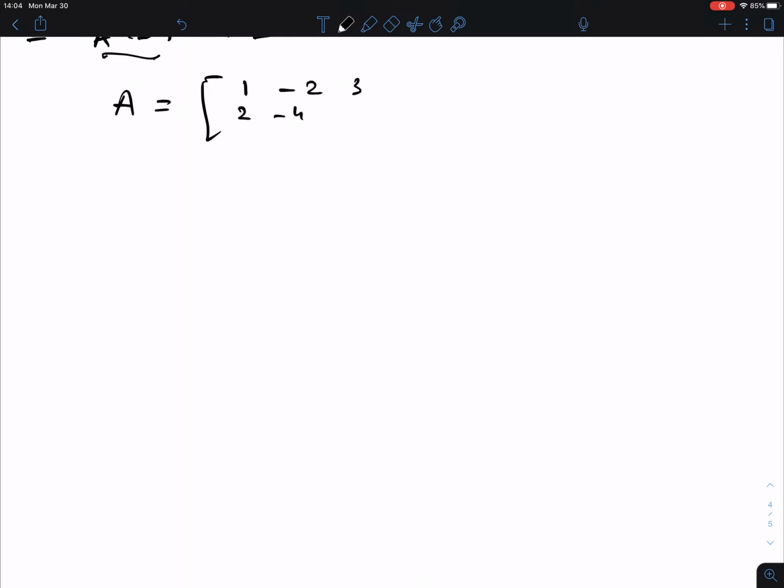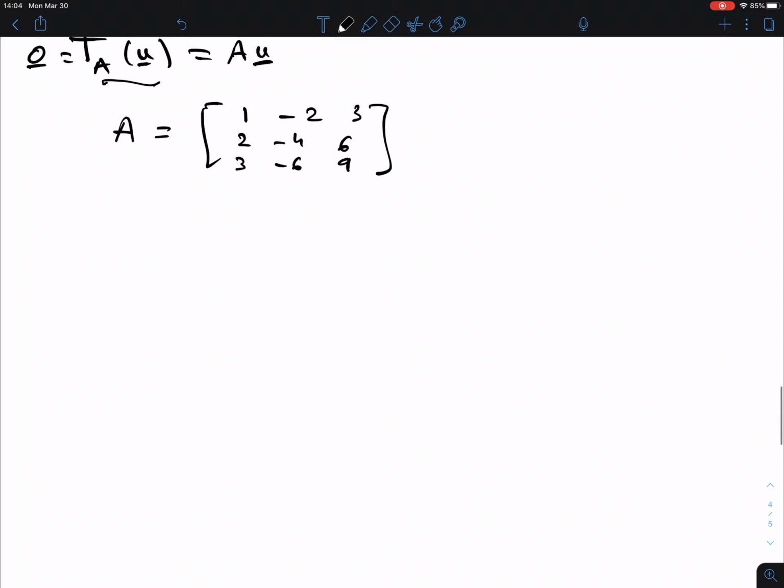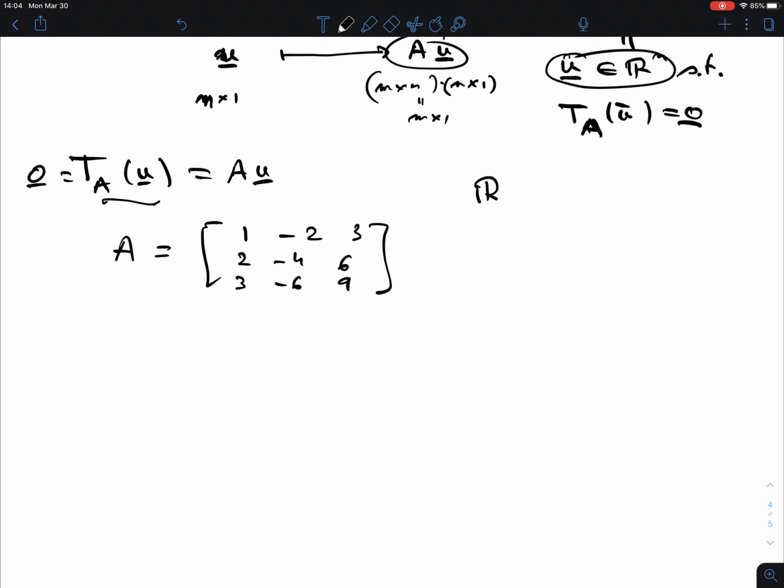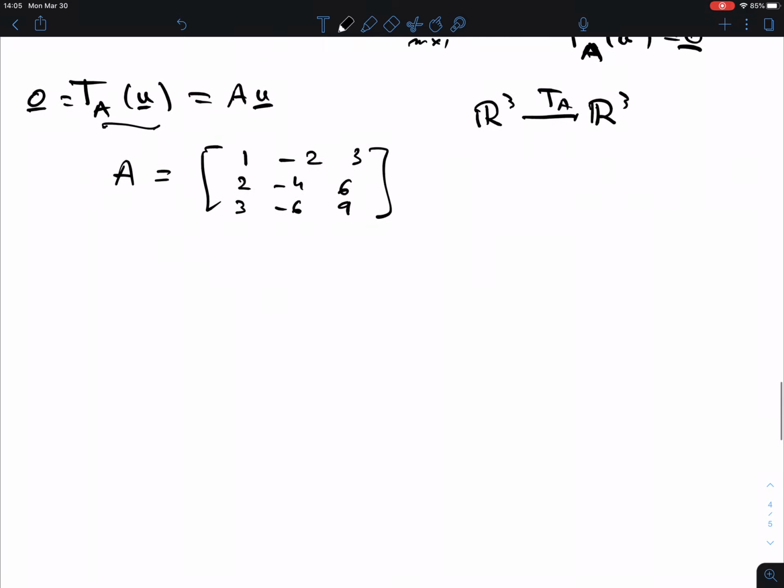2, -4, 6, 3, -6, 9. So here's an example of a matrix. It's a 3 by 3 matrix. So the transformation that would correspond to it is multiplication by this thing. So what's the solution set?